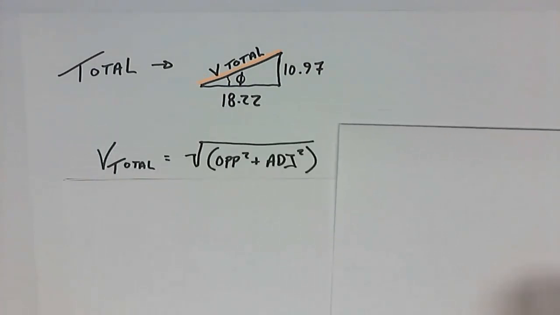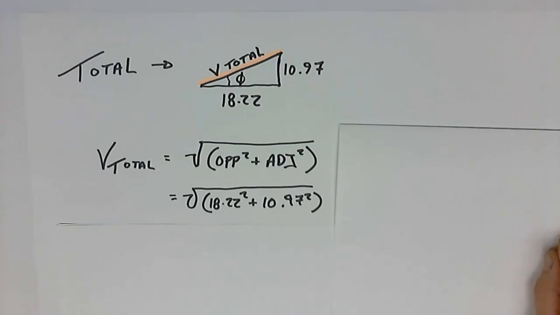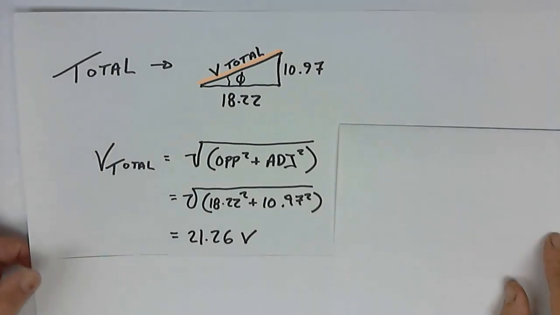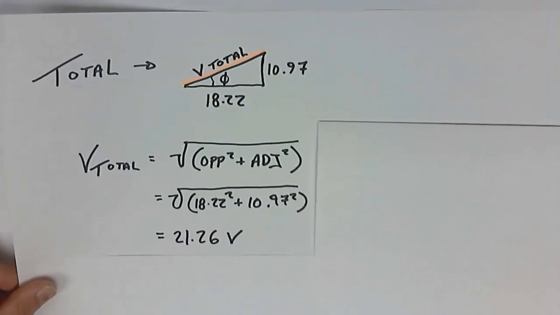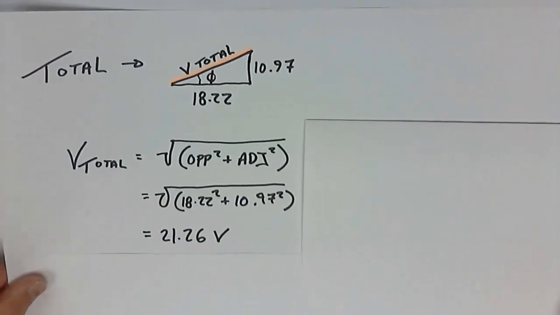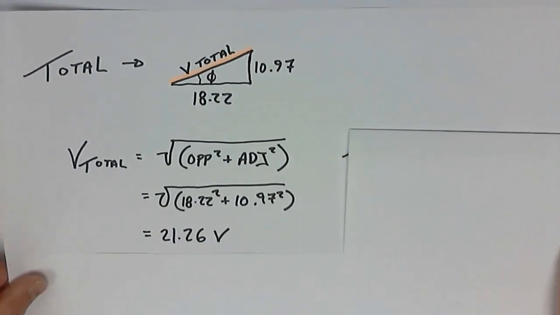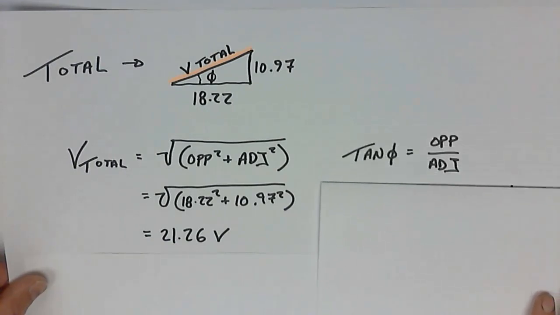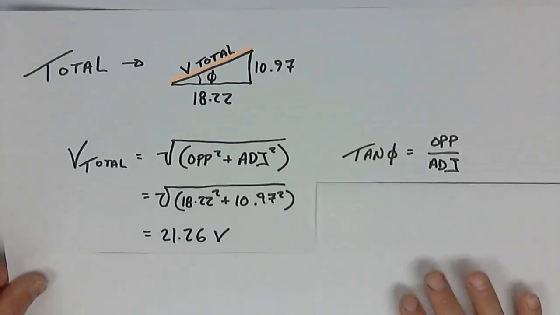So first thing, let's work out what the total hypotenuse is. We're just using Pythagoras, which means 18.22 and 10.97. I have a total voltage of 21.26. Fantastic. Now, what about the angle? You have a number of different choices here, but I'm going to say use this one that I'm going to show you. It's fairly important, and the reason is how it's referenced from 0.